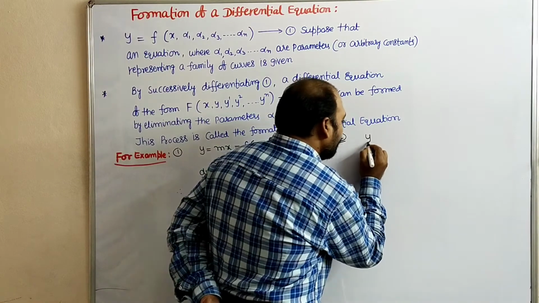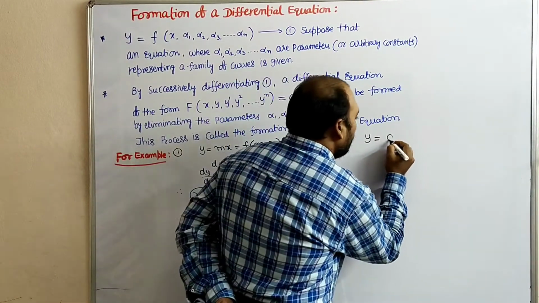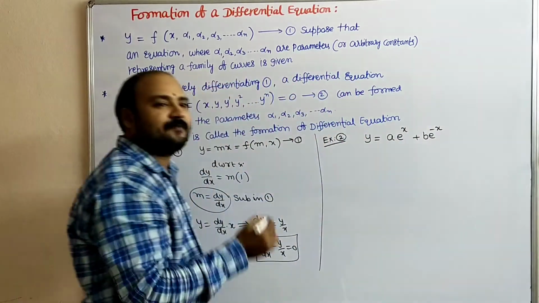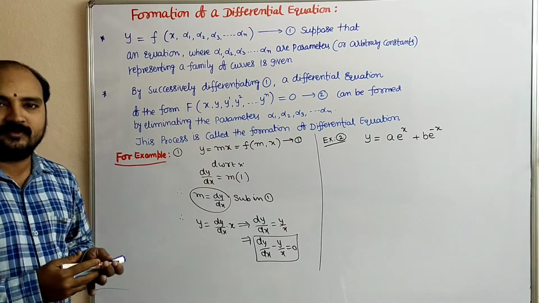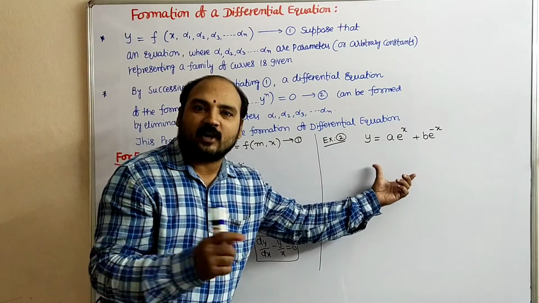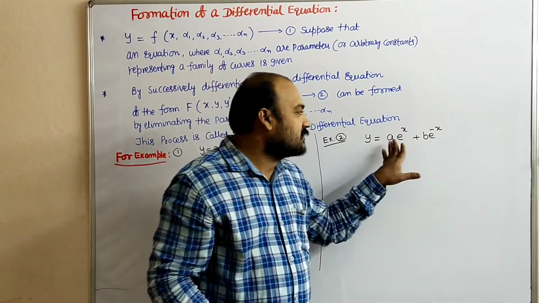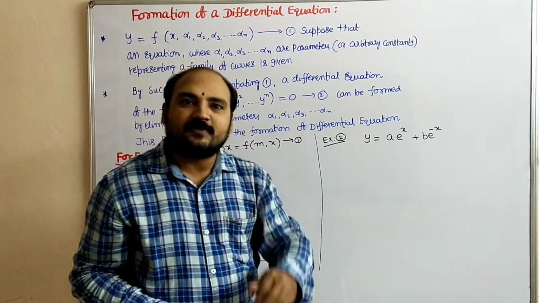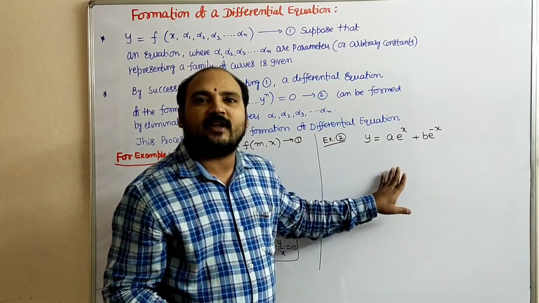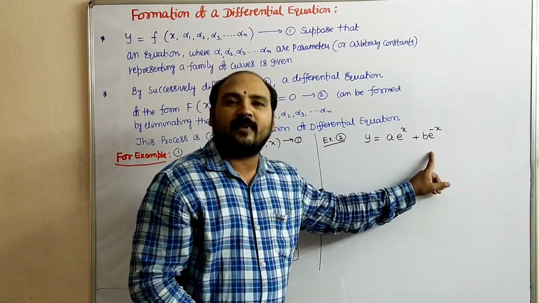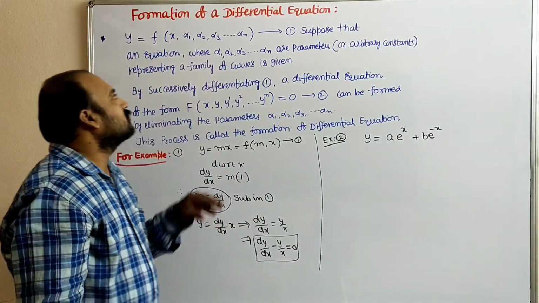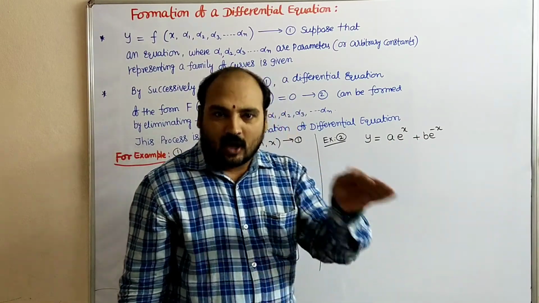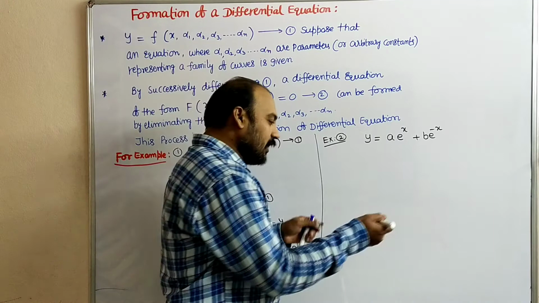y is equal to a e power x plus b e power minus x is an equation. Form the differential equation to the corresponding equation y is equal to a e power x plus b e power minus x. First you have to observe how many arbitrary constants are there in this equation. a and b, which are arbitrary constants, like alpha 1, alpha 2. So two arbitrary constants are there. You have to differentiate twice. So you put this as equation number 1.